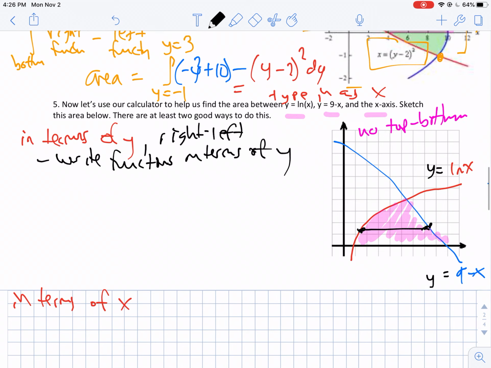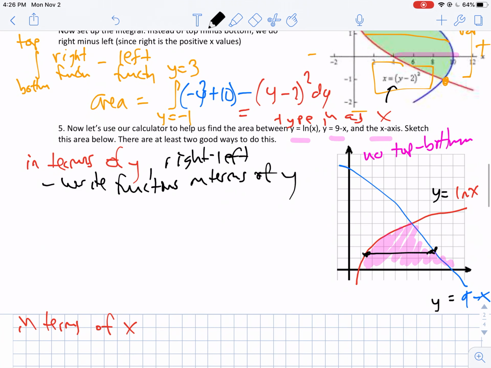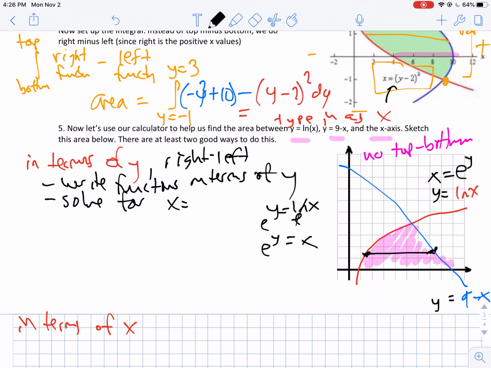In the last one I'd given it to you, they were already written in terms of y like that. So what I need to do is solve these for x equals. In this case, if I have y equals ln x, I can raise e to the power of both sides and get x equals e to the y. So I could think about that as y equals ln x, or as x equals e to the y. Similarly, I could solve for x here: x plus y equals 9, so x equals 9 minus y.